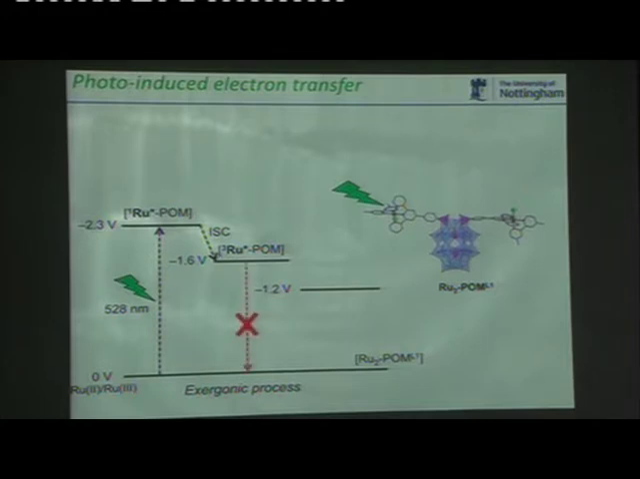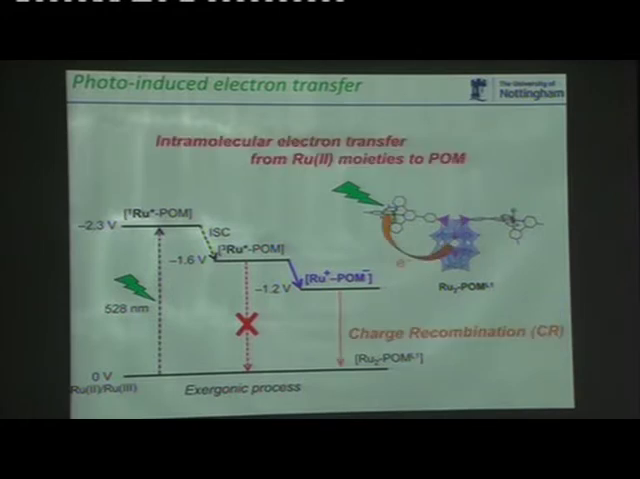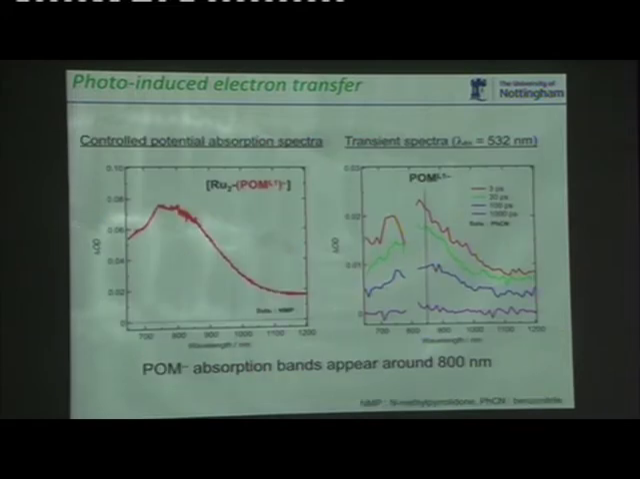What we have here, we don't see that emission, so we postulate that we have this charge separation between the ruthenium and the polyoxometalate. We then, of course, have charge recombination, and we reset to the ground state. To follow this kind of process, you need to look at very short time scales. So we did some femtosecond transient absorption spectra.